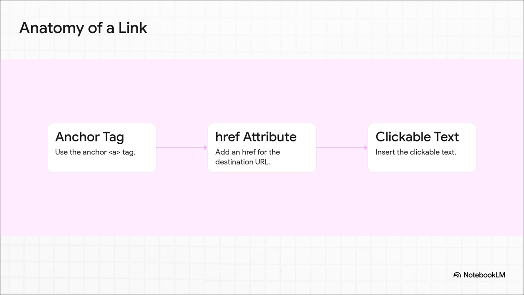Second, you have to add an attribute called href, which means hypertext reference, directly inside that opening anchor tag. This specifies your destination URL. And finally, right between the opening and closing tags, you insert the clickable text that the user will actually see. So what does this all mean? It means the href is the literal map to the next room. Without it, your anchor tag is just a door that leads absolutely nowhere.